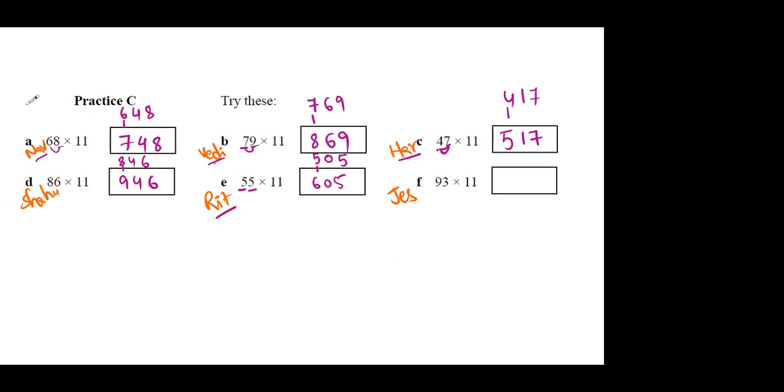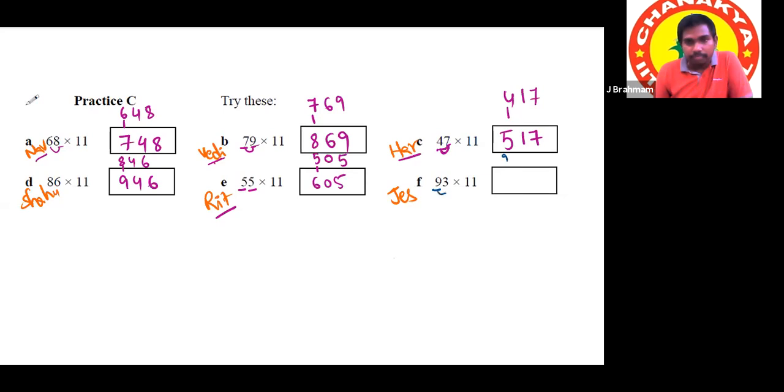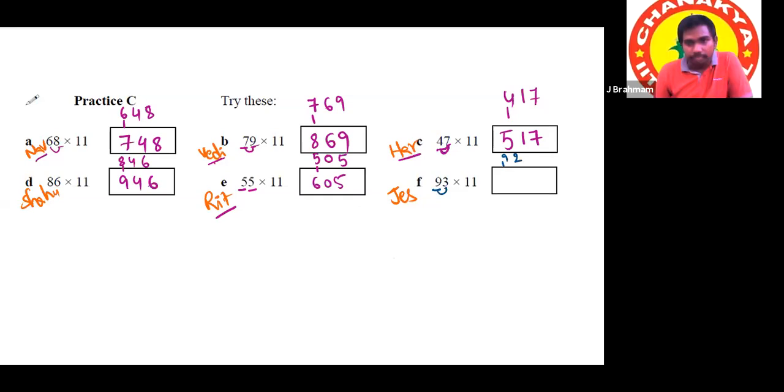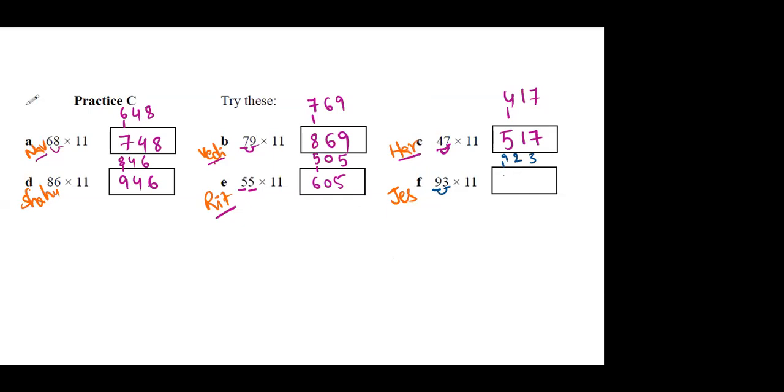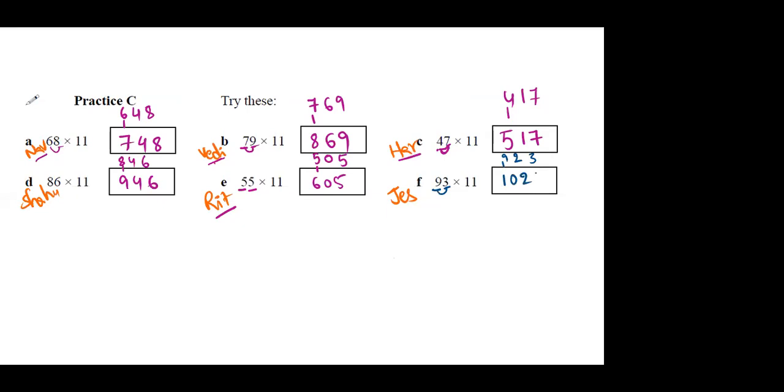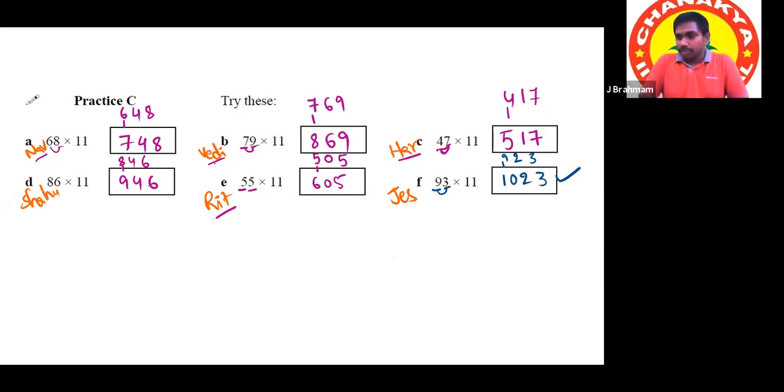Yes, sir. 9. First 9 we'll write as it is. Okay. 9 plus 3 is 12. So we'll put 1 as carry and 2. Okay. Last number also we need to write as it is. Okay. Now 9 plus 1 equals 10. Okay. 2 and then 3. Very good. Correct. That's all.